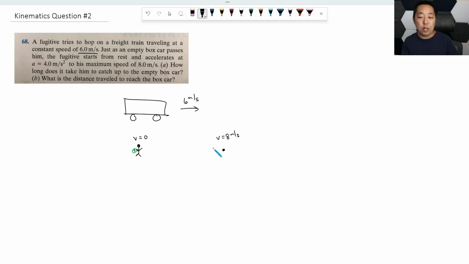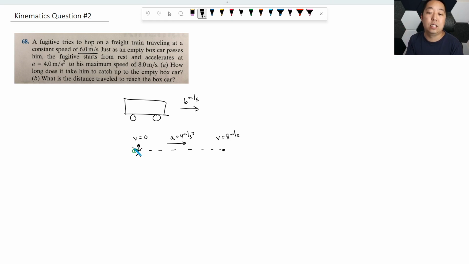And then there's a couple of questions. The question is this: during this time, he's accelerating at 4 meters per second squared, right? During this motion from here to here, okay? How long does it take him to catch up to the empty boxcar, and what is the distance traveled to reach the boxcar?